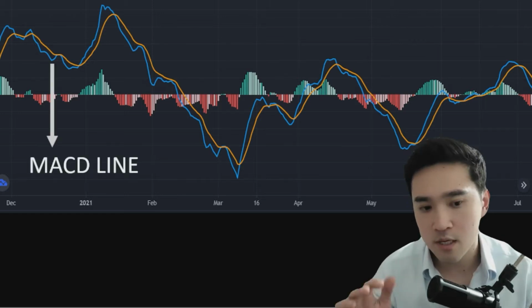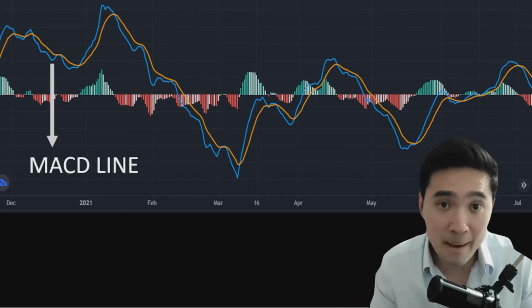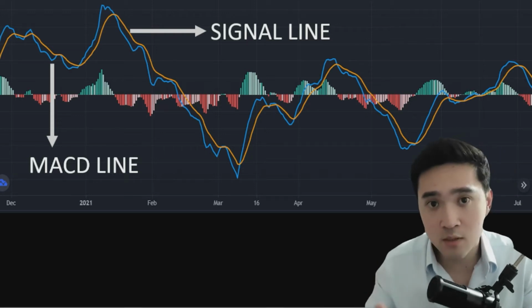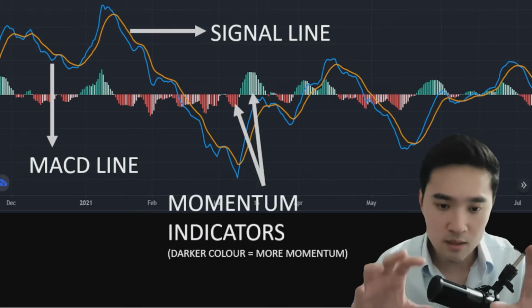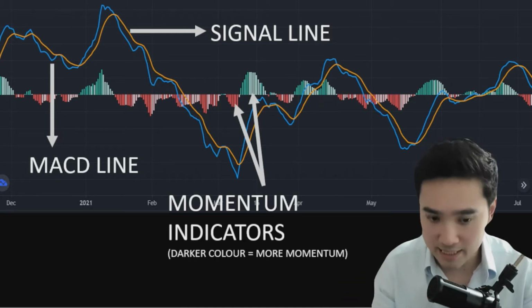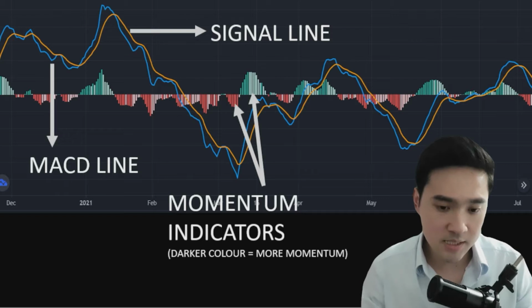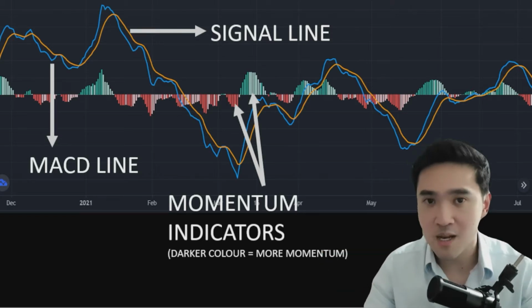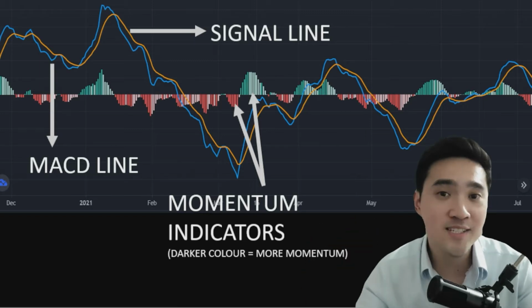First and foremost, the blue line represents the MACD line. The orange line represents the signal line. And of course, the red bars and the green bars represent the momentum indicators. So the darker the colors, the stronger the momentum. So now you know the basics of it. Let's go on to more interesting stuff.